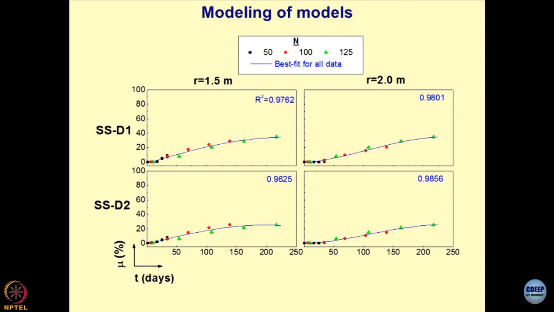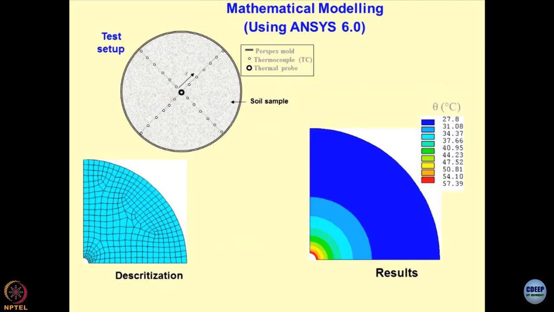Later on we extended this to the numerical modeling by using ANSYS. So, this is the model from where I have got the results, and the central portion shows the thermal probe, and there are thermocouples which are installed in the radial directions diametrically. So, as far as the numerical modeling is concerned, we will do only 1/4 of the domain of the soil mass because this is a symmetry.